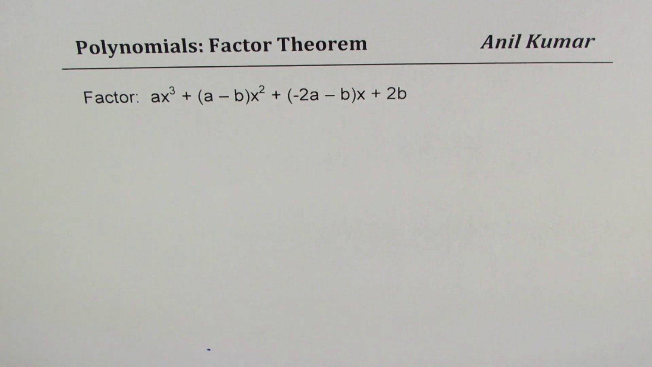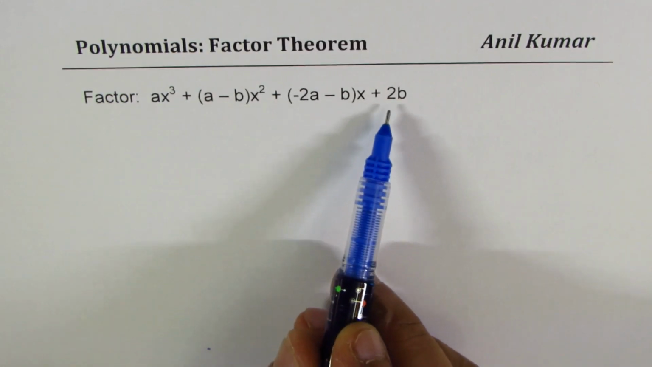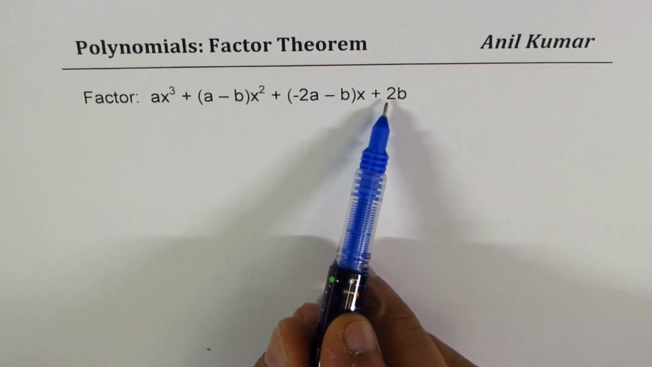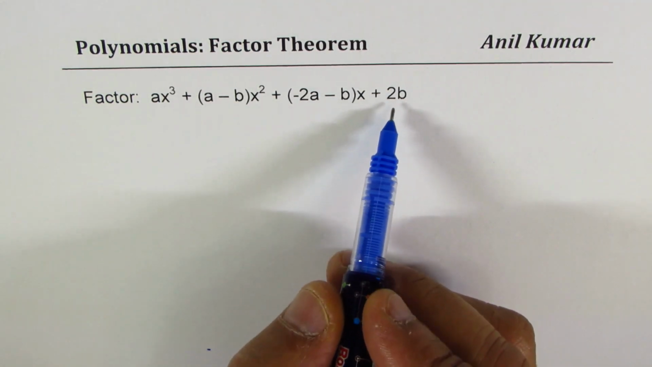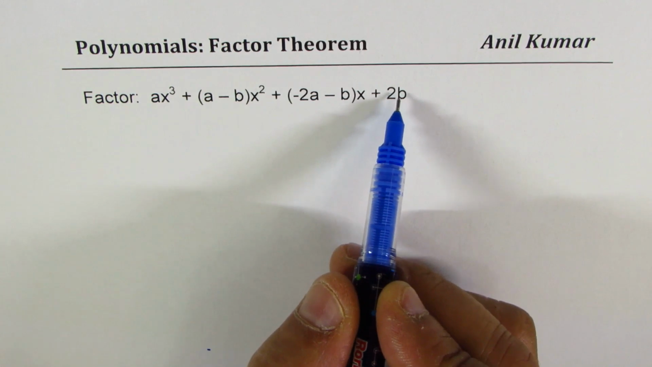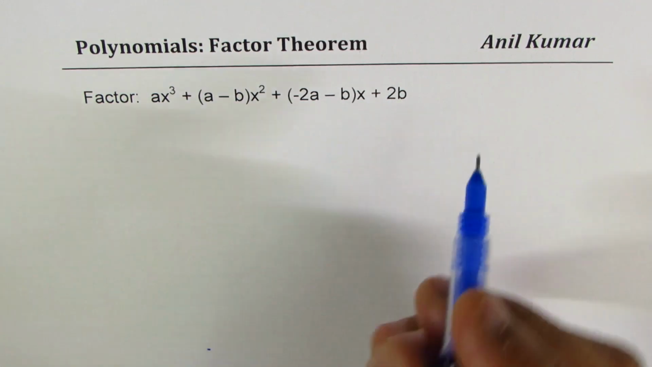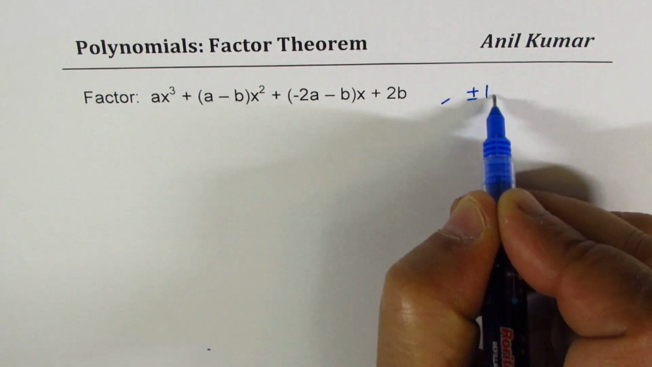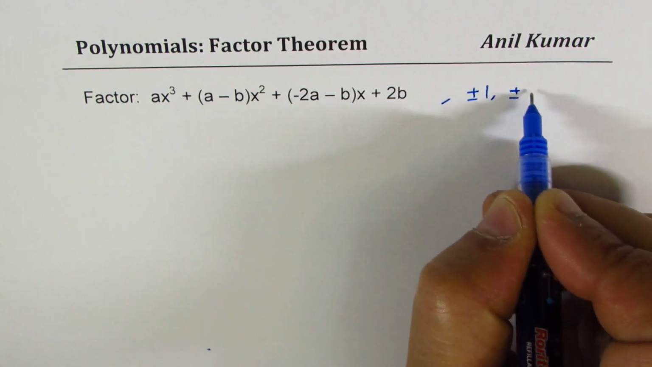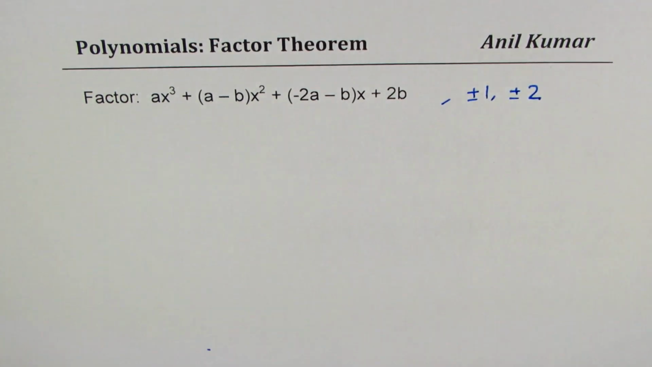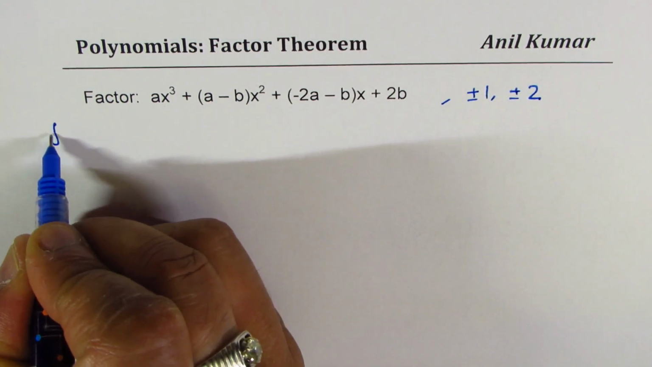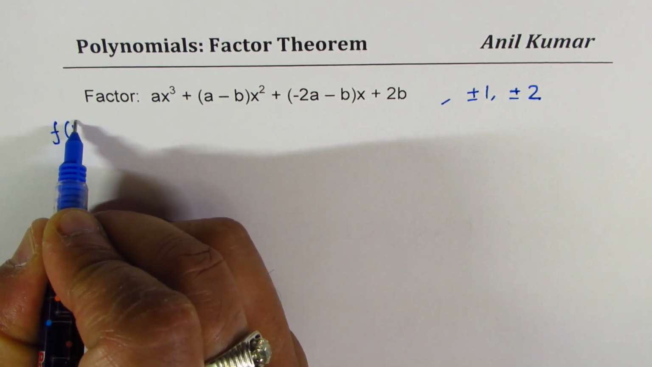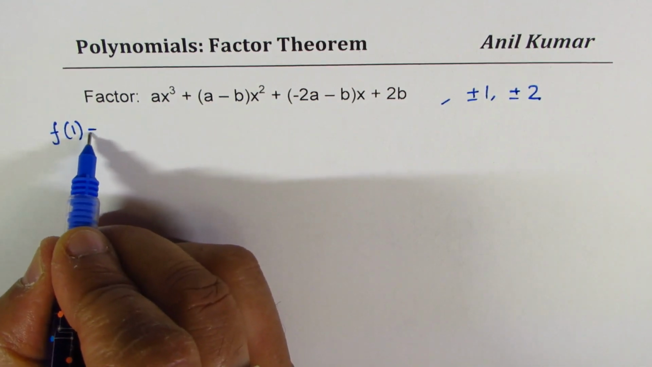Now, the basic concept is the same. To factor, we are looking for possible factors of 2b, right? So the values to be tried are factors of 2b. You could try, for example, plus or minus 1 or plus or minus 2 in this given expression. Let us say, what is the value of this function at x equals 1?